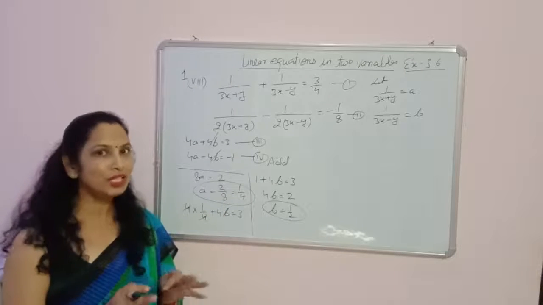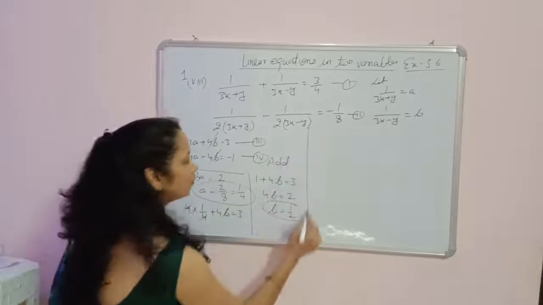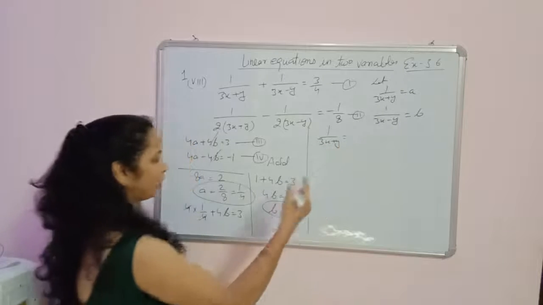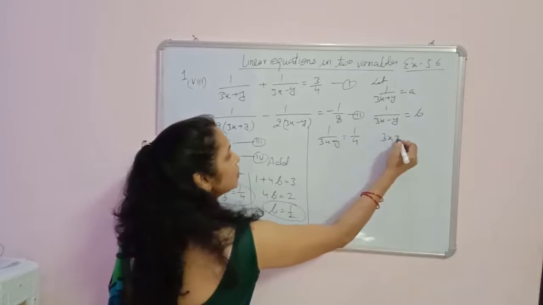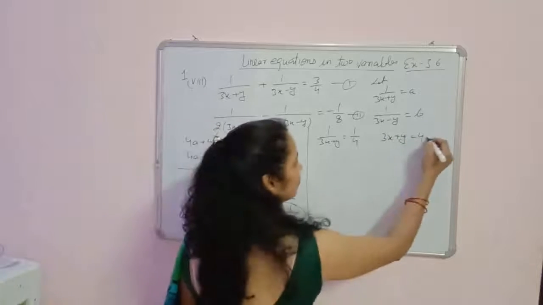Sorry, this is not the complete question. Now you have to find the value of x and y. Then what will you do? You know that 1 upon 3x plus y is equal to a. And what is the value of a? A is equal to 1 upon 4. It means 3x plus y is equal to 4. Okay. This is the equation 5.